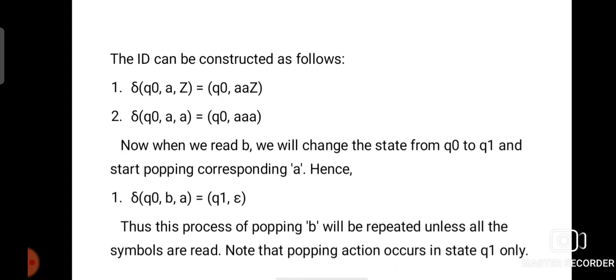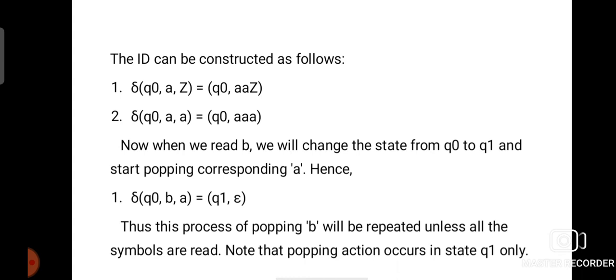Similarly, δ(Q0, A, A). After the second time we receive A, the top of the stack consists of A, so again 2 A's will be pushed onto the stack. What will be the stack structure? A A A Z, where the last A is the previous element that is already available in the stack. So when we consume A in the starting state Q0, 2 A's will be pushed onto the stack and the system remains in the same state Q0.